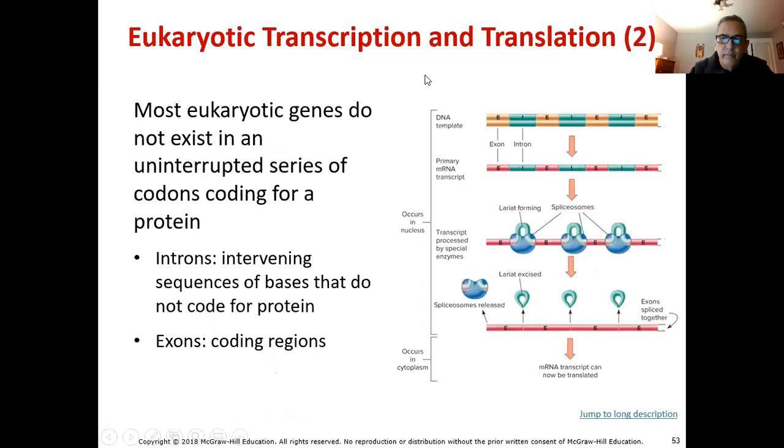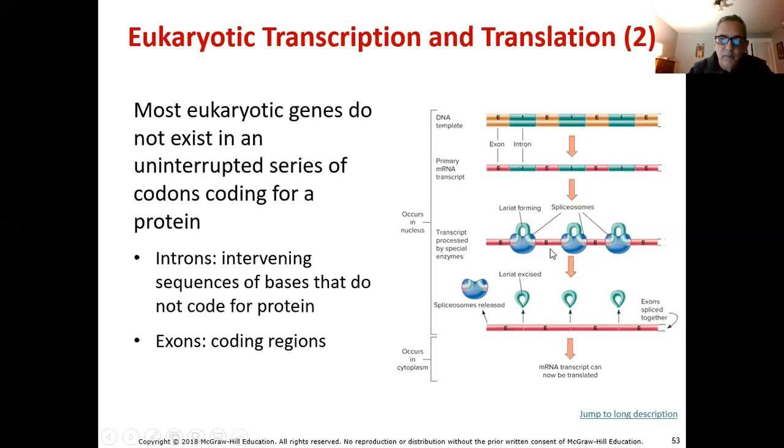Most eukaryotic genes do not exist in an uninterrupted series of codons. They have what are called introns. The introns are not translated. So what happens is when you make a message RNA, these introns have to be removed by processing.